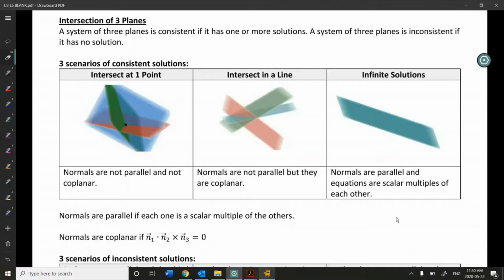So all three planes could intersect at a single point. You can see that point right inside here. All three planes could intersect in a line. And what this is going to mean is that when we test the triple scalar product, the normals will actually be coplanar. Whereas when they intersect in a single point, the normals will not be parallel and they'll not be coplanar as well. And then for infinite solutions, you'll notice that the normals of the planes are parallel, and the equations are essentially going to be scalar multiples of one another, just like we saw in example 2b.